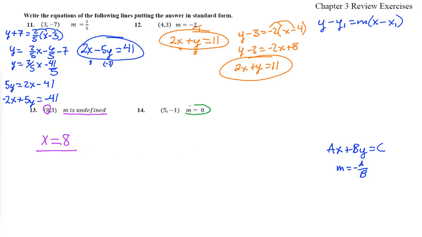Number 14. Very similar. If the slope is 0, then this always is y equals a number. That's the only way you get a horizontal line, is for y to equal a number. And what y value does it have to pick? That one right there. Y equals a -1. Excellent.